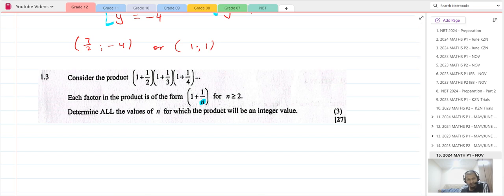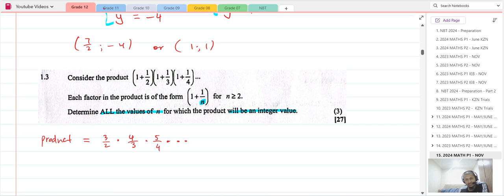So this product, we can rewrite it. 1 plus half is 3 over 2. So remember the product, same thing. Determine all the values of n for which the product will be an integer value. Difficult question in question 1, right? So 3 over 2 times 4 over 3, 4 over 3, 5 over 4. So what we have? 2, 3, 4, 3, 4, 5. And then obviously we'll have more terms here, dot dot dot.